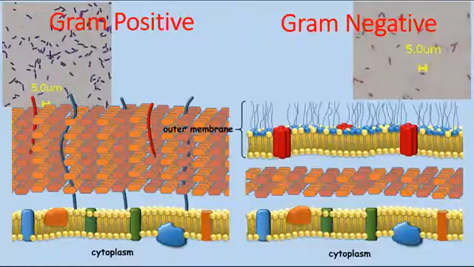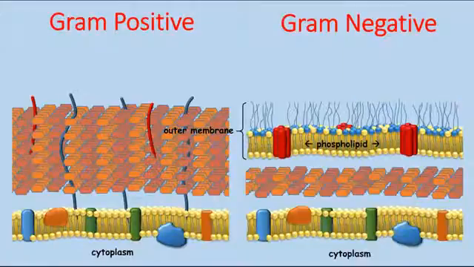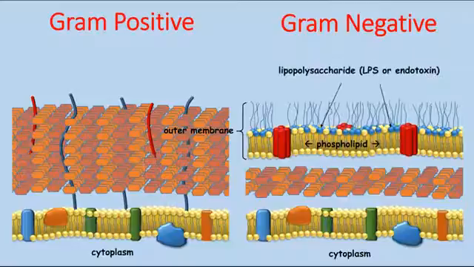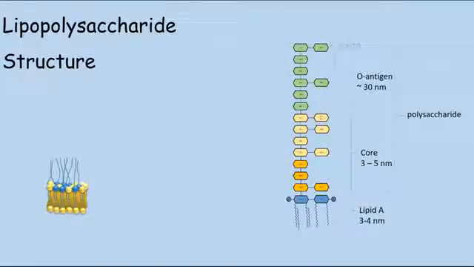Now, on the exterior side of this thin peptidoglycan layer, gram-negative bacteria have an outer membrane layer. This outer membrane layer is composed of phospholipids on its inner side, similar to that of the cell membrane. However, the outer layer has lipopolysaccharides embedded in its membrane, also known as LPS or endotoxins.